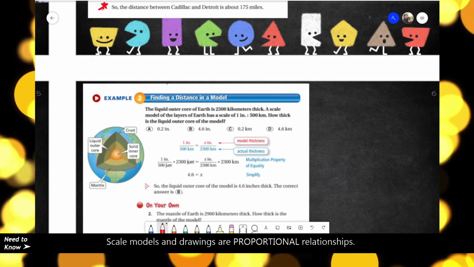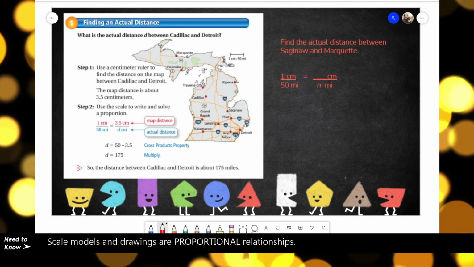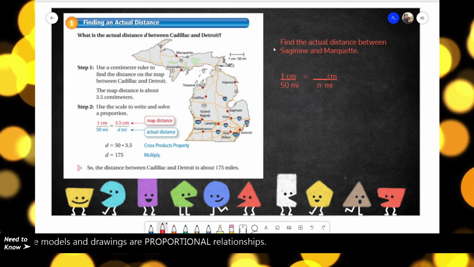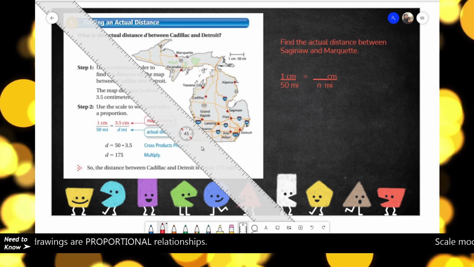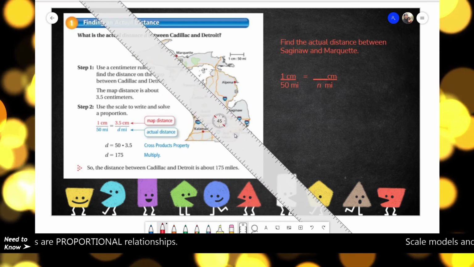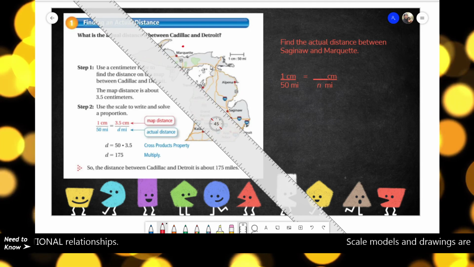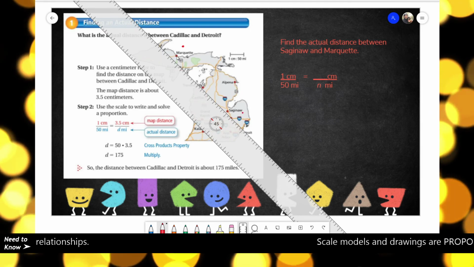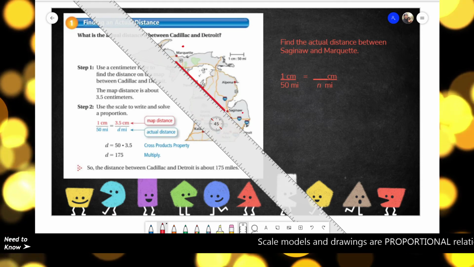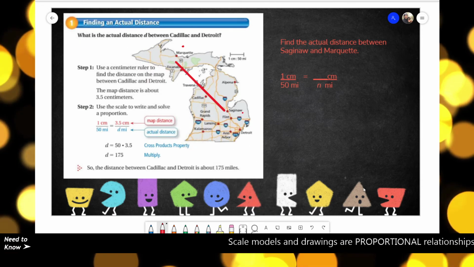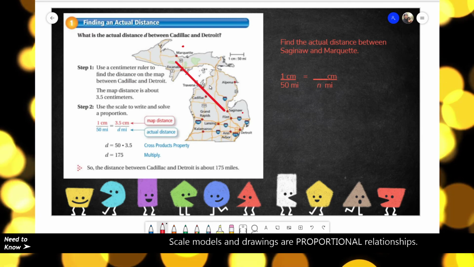So on the next slide, I'm going to get you started, then you're going to pause the video and solve the problem. You're going to find the actual distance between Saginaw and Marquette, okay? Saginaw and Marquette, again, are two cities in Michigan. Marquette is up here in the northwest, and Saginaw is down here in the southeast. So we want to imagine if we drew a line between Marquette and Saginaw, how far would that be on the actual map? And then how far would that be in the actual world?